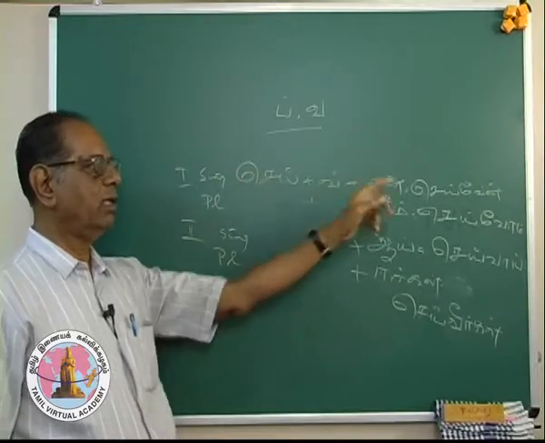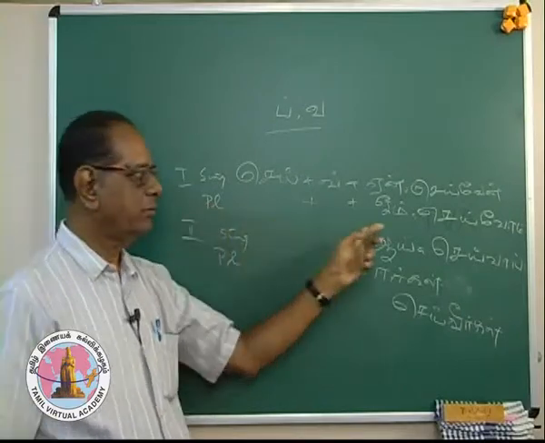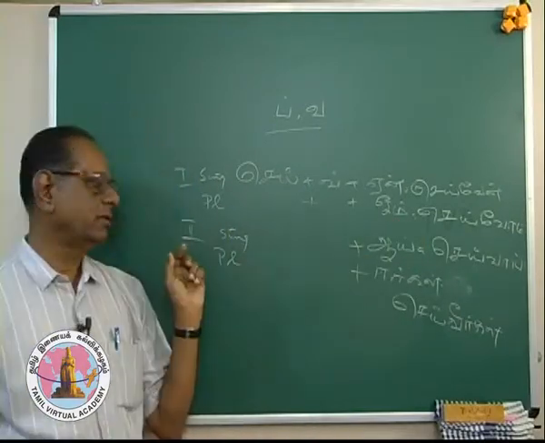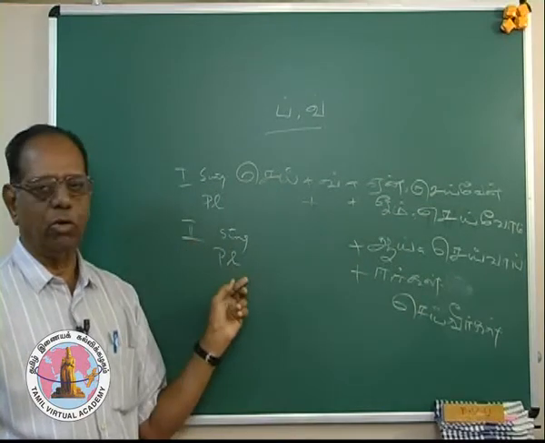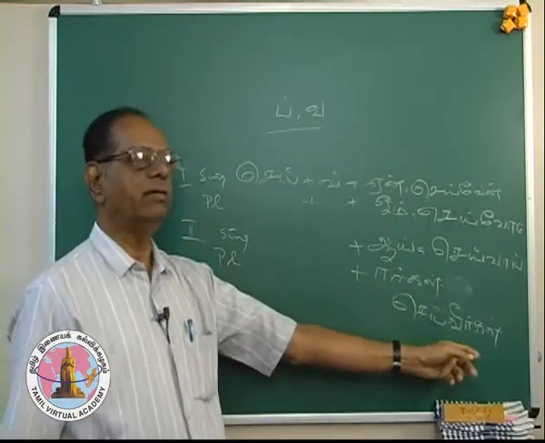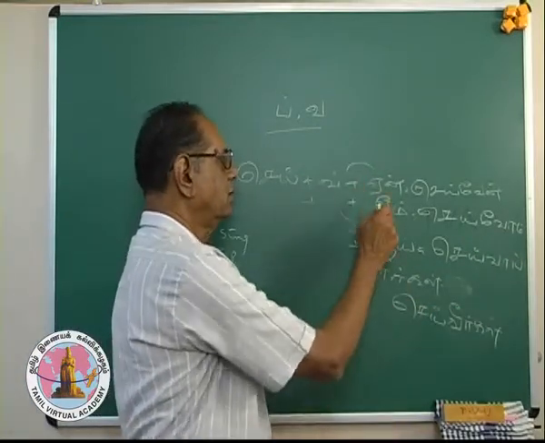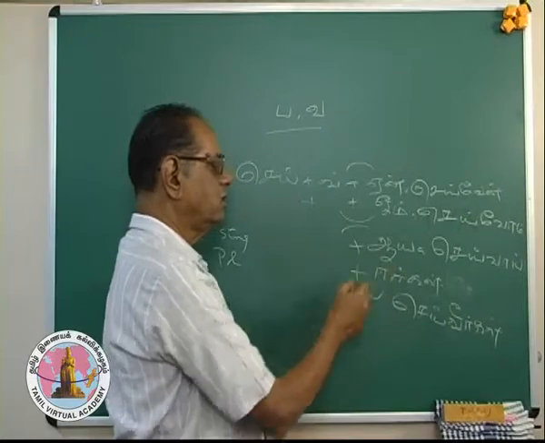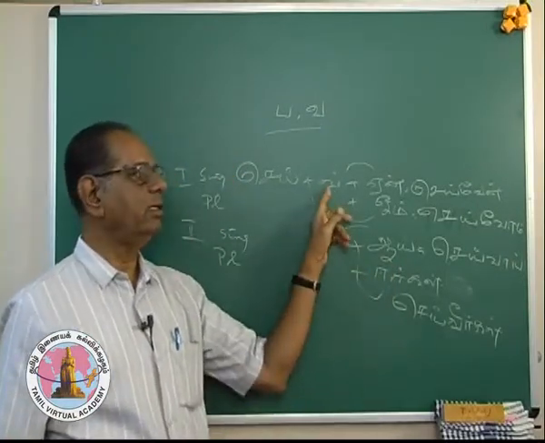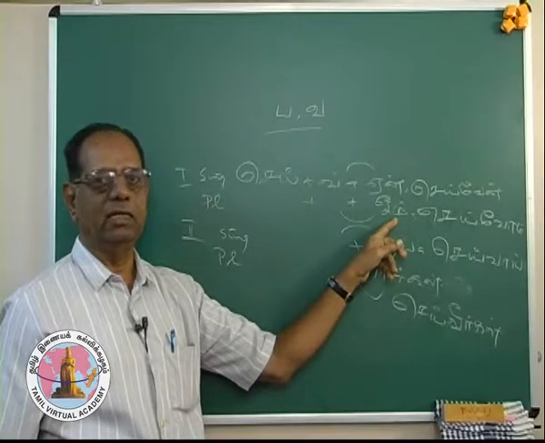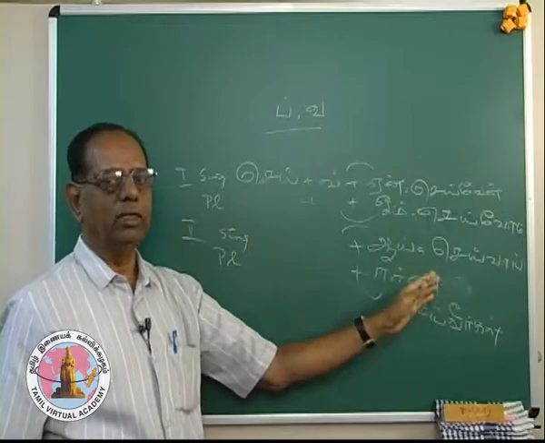First person singular, ceyven. First person plural, ceyvom. Second person singular, ceyvai. Second person plural, ceyvirgal. In all this you will note that the combination is a natural one. This is a consonant, it accepts the vowel easily. So there is no change in the conjugated form.